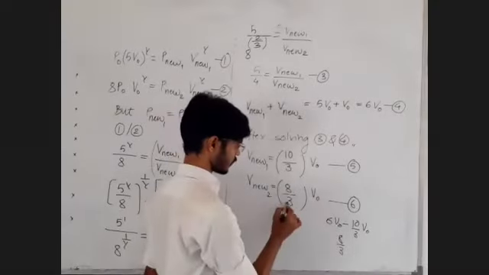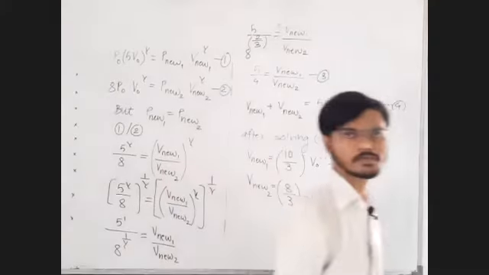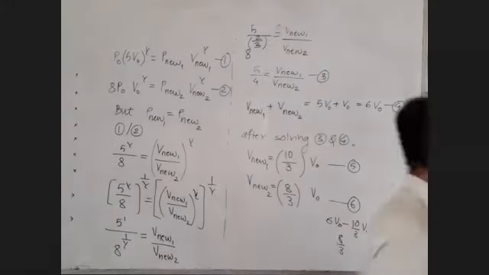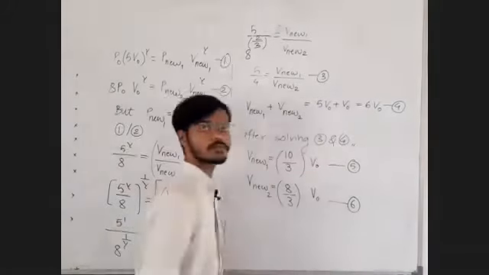Now reply to me in the chat box, everyone. Is this clear to all of you or not? 8 by 3. Correct. 8 by 3. Check if this is clear to all of you or not.